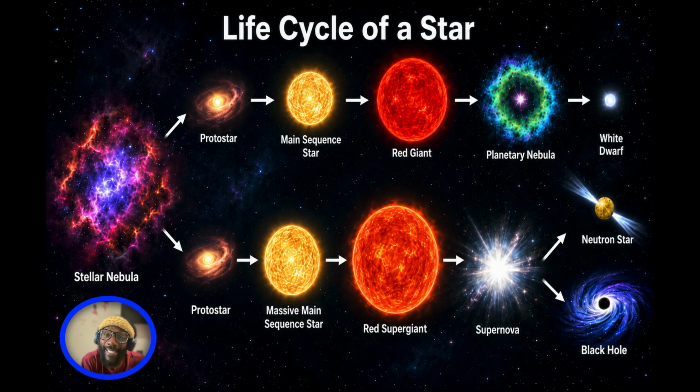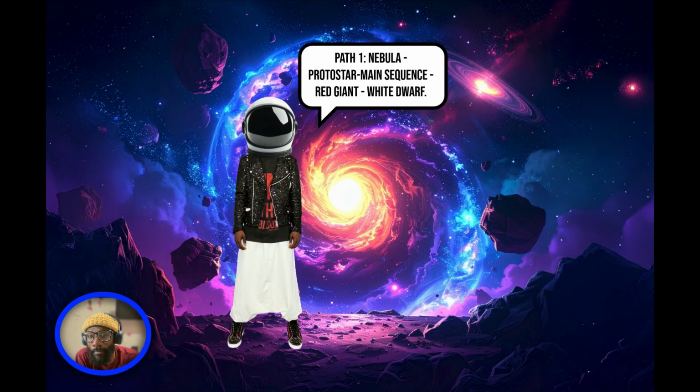After that, the star releases its outer layers into space. This can form a planetary nebula. The core that remains becomes a white dwarf. A white dwarf is small, hot, and dense. It no longer produces energy through fusion like a main sequence star. So the low or medium mass path looks like this: nebula, protostar, main sequence, red giant, planetary nebula, and finally a white dwarf. That is the path our sun is expected to follow.